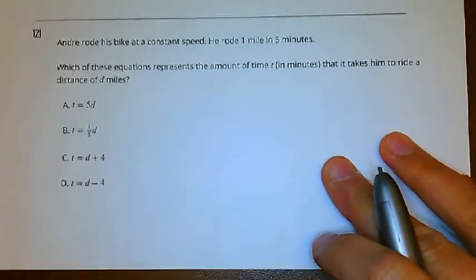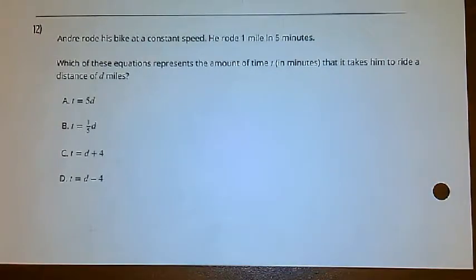Okay, and the last question is an old state test question, so I thought I would throw that in there. So the first thing, Andy rode his bike at a constant speed. Okay, so we know that it's going to be a proportional relationship because it is constant. He rode 1 mile in 5 minutes. So 1 mile over 5 minutes, that would be the rate. Okay, which of these equations represents the amount of time in minutes that it takes him to ride the distance of D? Okay, so they're saying T equals time.